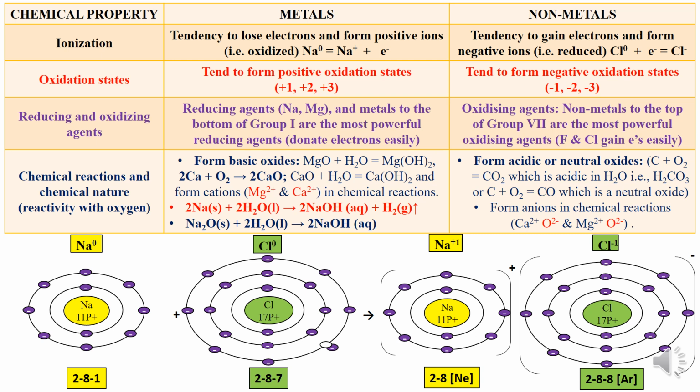So for example, calcium reacts with oxygen to form calcium oxide. And after the reaction, the oxygen atom has taken 2 electrons from the calcium and has formed a negative ion. The same explanation applies for magnesium oxide.